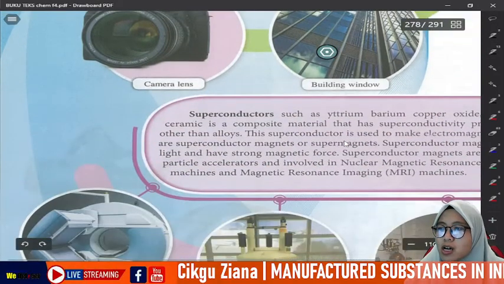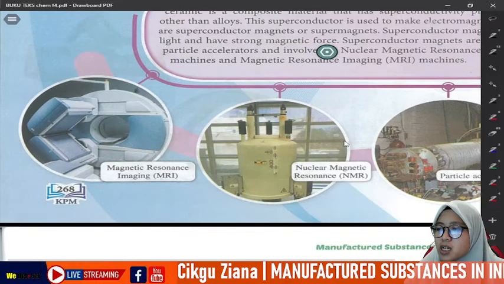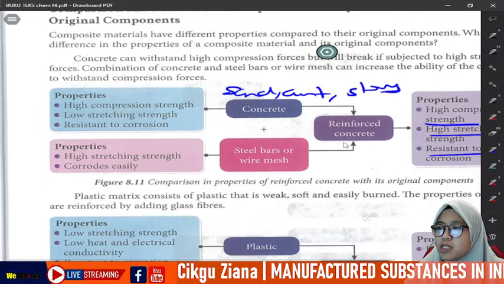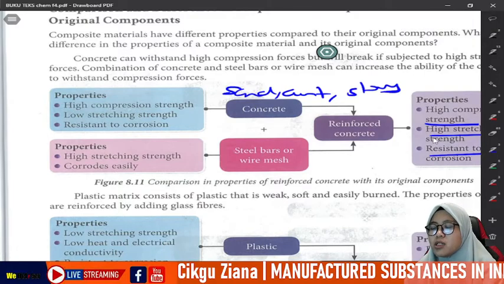Thank you, Muaz. Superconductor, like the alloy group earlier. Superconductors have low resistance, so we use them in MRI. Now the comparison: concrete and steel bar. When these two are mixed, we call it reinforced concrete, which is stronger, more stretchable and resistant to corrosion.